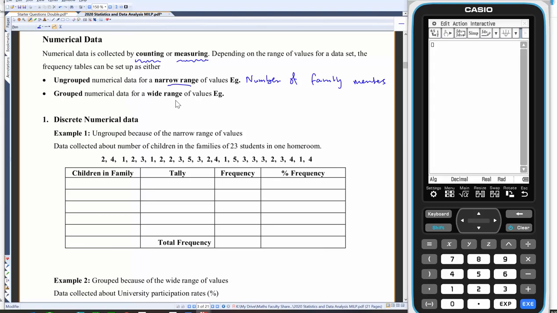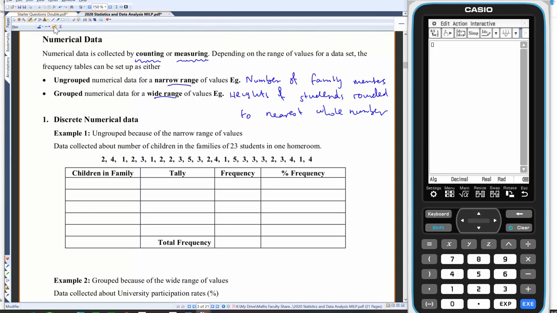Whereas if we have this really wide range of values, and I'm thinking here like heights of students rounded to the nearest whole number, you might get someone at 150 centimetres through to someone who's like 176 centimetres. That's a fairly large range of values, or a wide range of values. So, height of students rounded to nearest whole number.